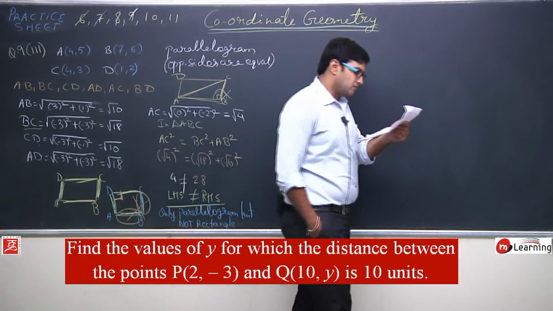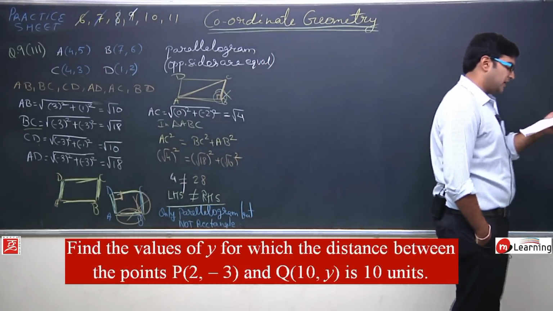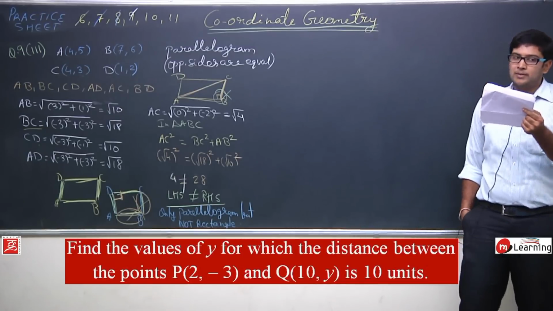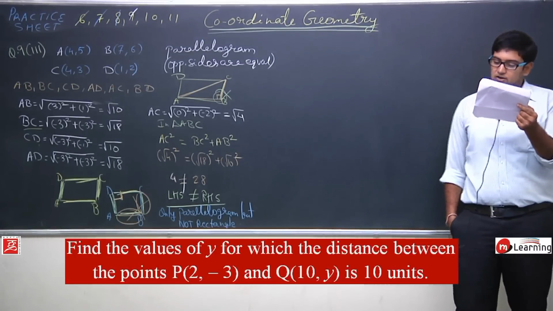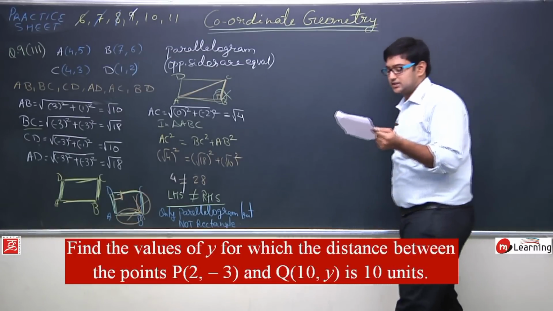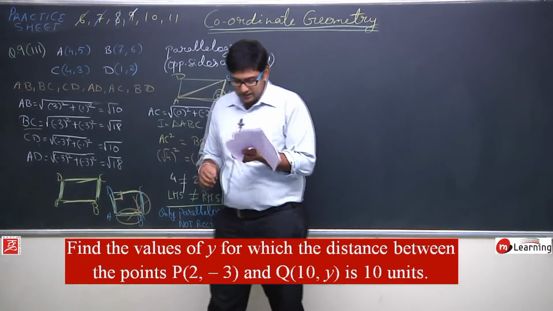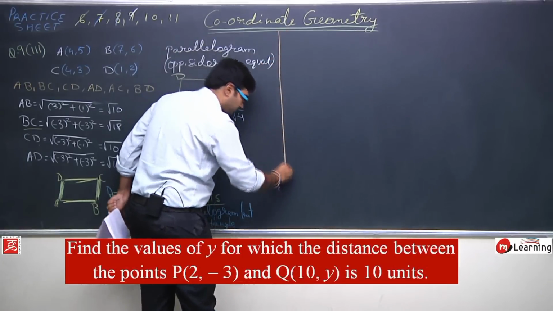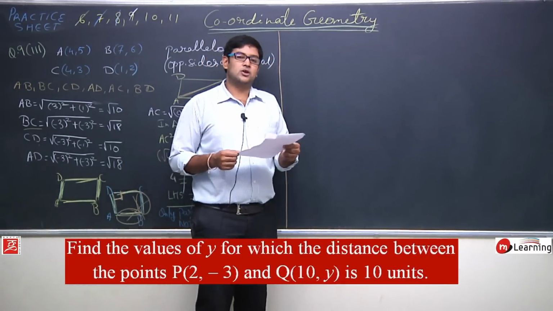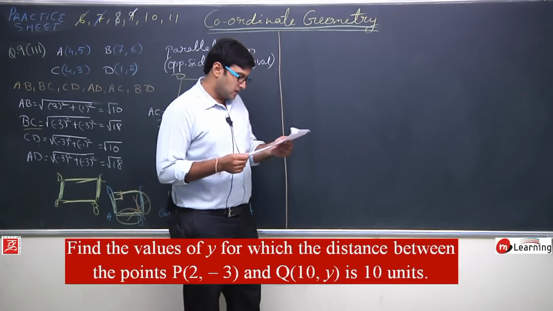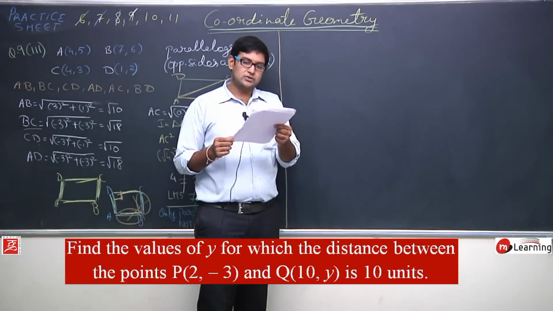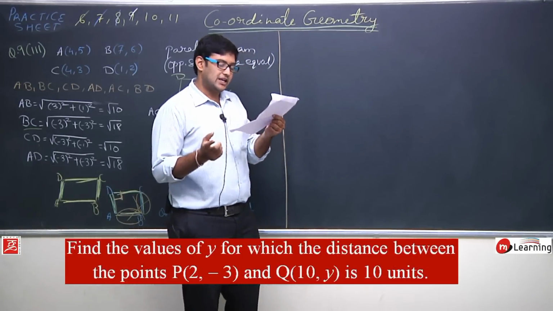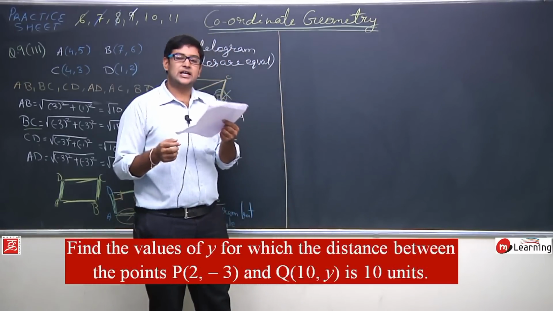Question number 10 says, find the values of y for which the distance between the points P(2, -3) and Q(10, y) is 10 units. Okay, so in question number 10 we are given 2 points. Now let us solve question number 10. Find the values of y for which the distance between the points P(2, -3) and Q(10, y) is 10 units.